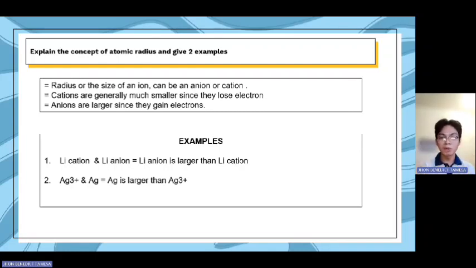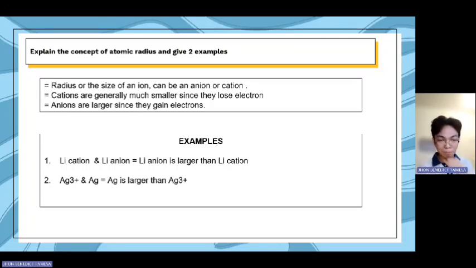Cations are generally much smaller since they lose electrons. So yung cations po natin, since sila yung nagbibigay ng electrons, mas lumiliit po yung size nila compared dun sa anion. Yung anion po, ito po yung mga nag-accept ng electrons, which in this process, mas lumalaki yung ionic radius nila. Again, ion, anion, or cation. Then here are the examples po. The Li cation and lithium anion. So again, an anion is larger than cation. So here in our example, mas malaki po si lithium anion than lithium cation.